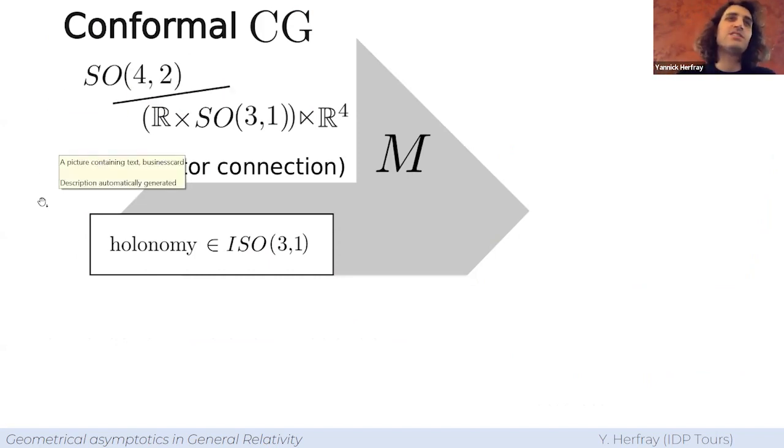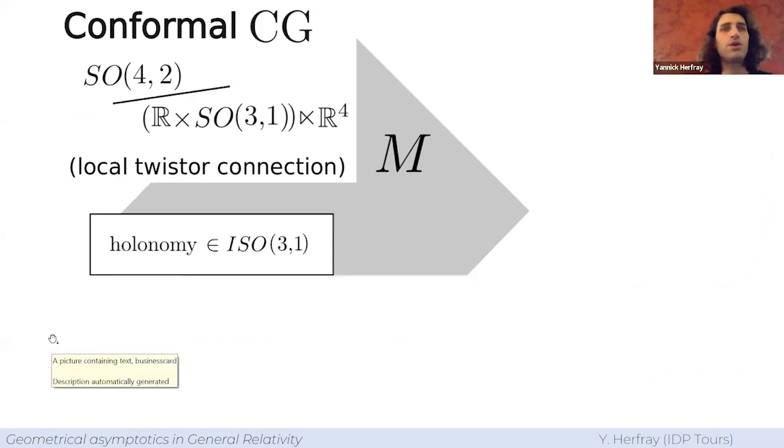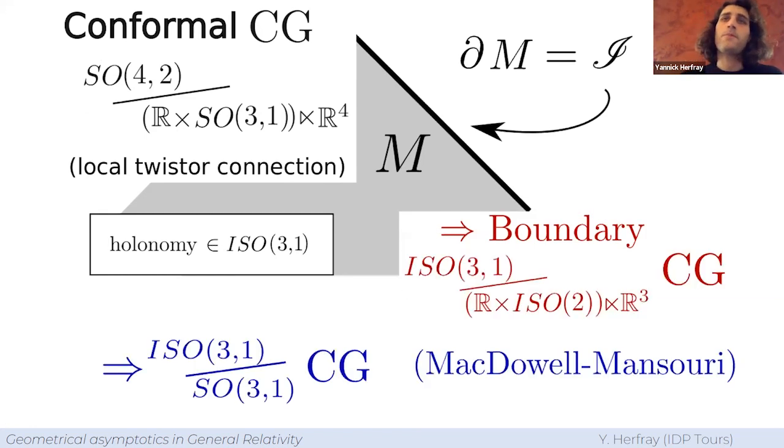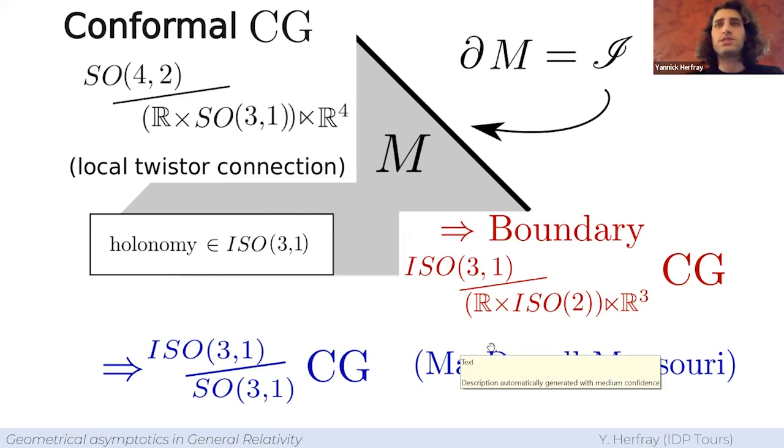I really want to emphasize that this is not something new. It's something very classical. In four dimensions, this is called local twistor connection. You impose holonomy reduction, so you impose that secretly, in fact, this connection takes value in ISO(3,1). In doing so, you're defining a boundary, as I already discussed. But you get more. You also know the geometry which is induced.